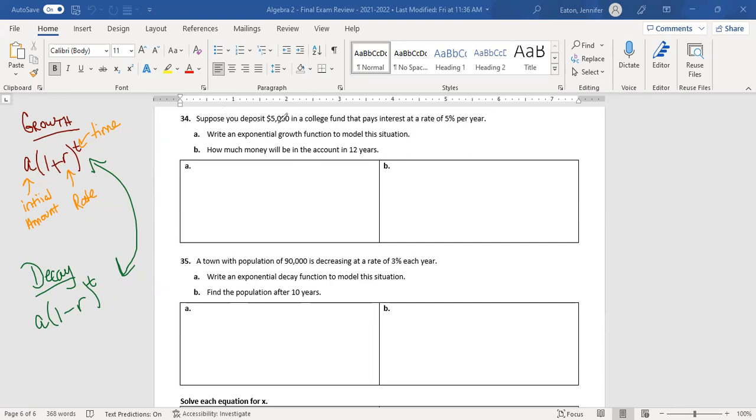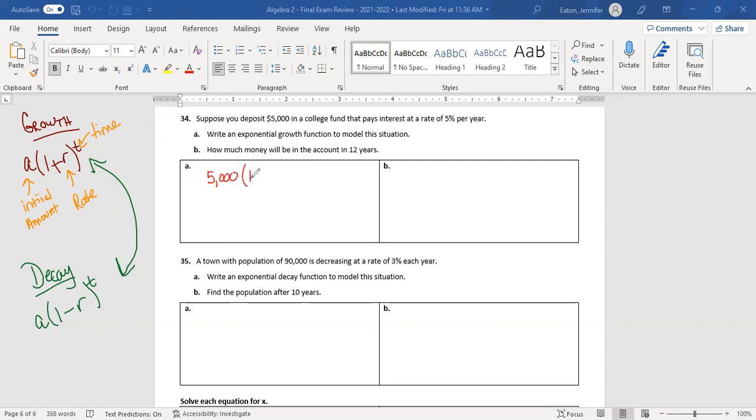It says, suppose you deposit $5,000 in a college fund that pays an interest rate of 5% per year. We're going to write an exponential growth function to model the situation. And we want to know how much money will be in the account after 12 years. And I picked 12 years because I thought, hey, 12 years in school. So if you start out with $5,000, how much are you going to have in the end after your 12 years of schooling with a 5% interest rate? So let's check this out. You started with $5,000, so the initial amount, that A there, is 5,000.